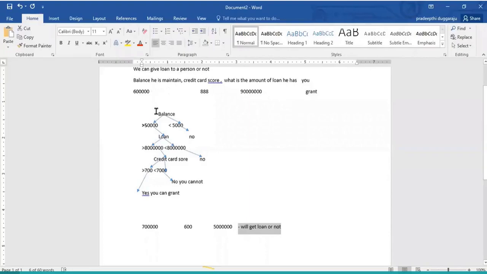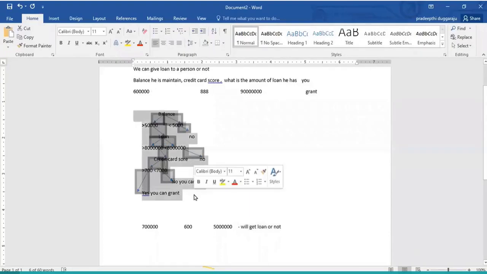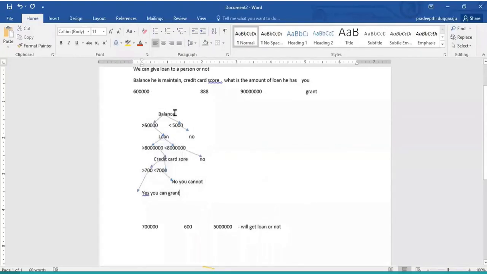So here I randomly took the values, but why only balance should be taken? Why only these values should be taken? How can you consider if it is less than 5,000 it is no, if it is greater than 5,000 it is yes? That will be taken care of by some sort of mathematical equations. So now let's see what will happen in the decision tree.